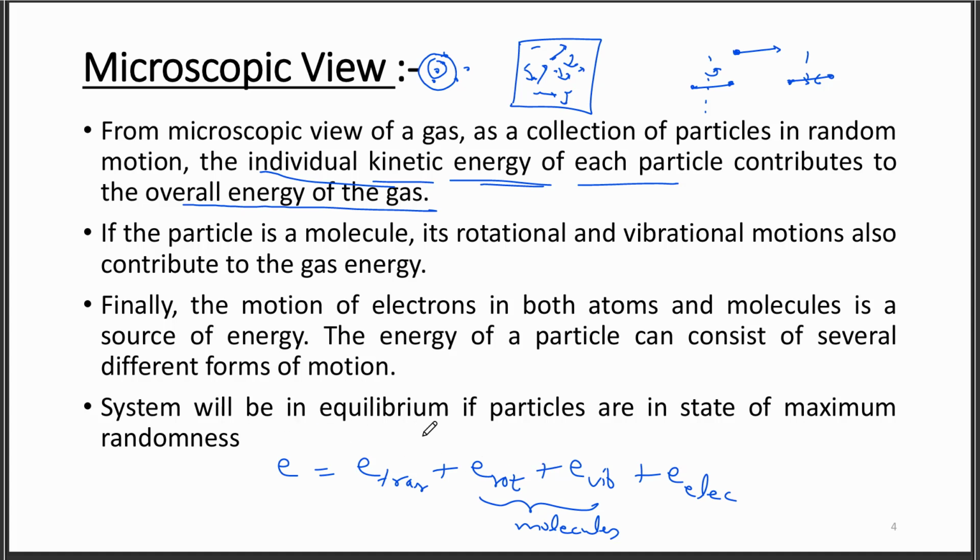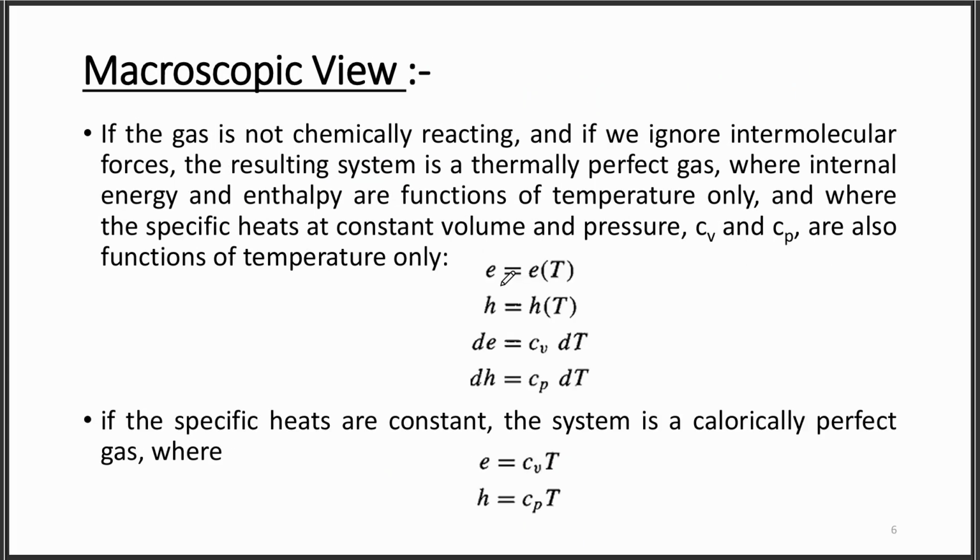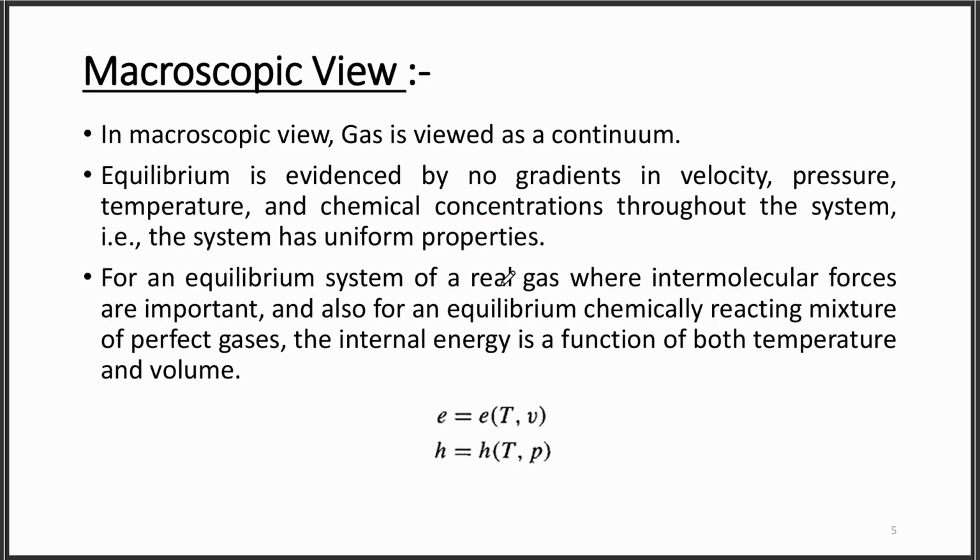The system will be in equilibrium if particles are in the state of maximum randomness. Only when maximum randomness is present will the system be in equilibrium. Now we will see the macroscopic view. In the macroscopic view, gas is viewed as a continuum.